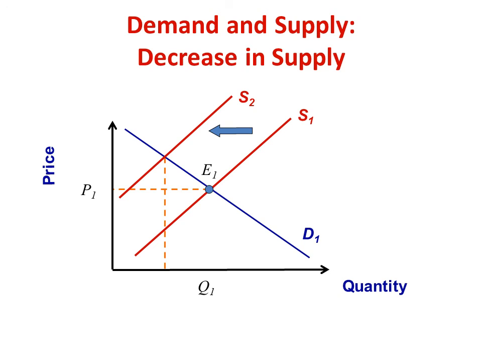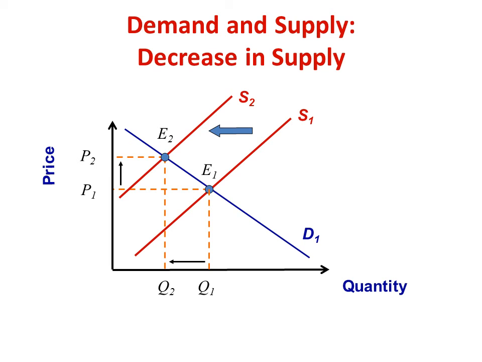Because an input, a factor of production, a necessary resource, in this case binder to make paint, has gone up in price, there's a decrease in supply. How does that affect the equilibrium? Well, at the new equilibrium, quantity goes down and price goes up.